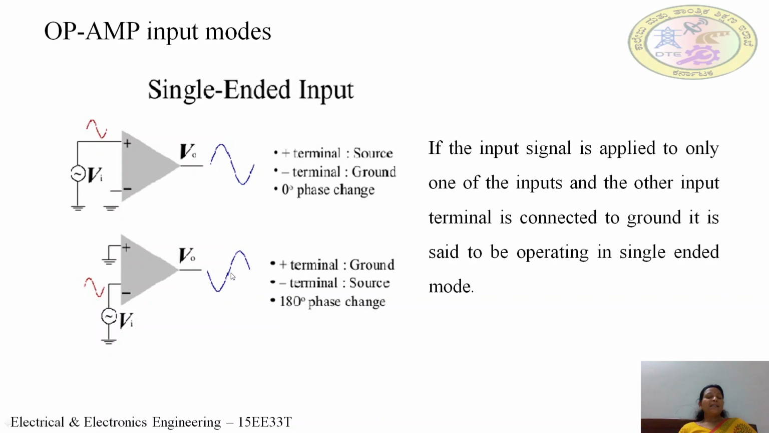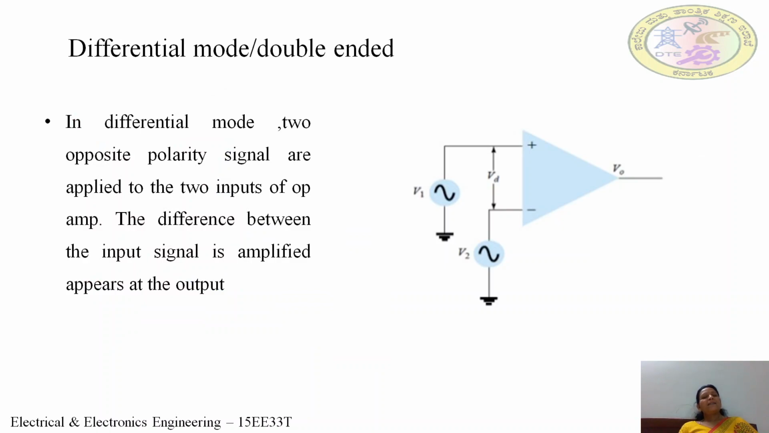So this is single-ended input mode, where the signal to be amplified is applied to only one input terminal, the other input terminal being connected to the ground. Next is the differential mode. Operational amplifiers are operated in the differential mode.